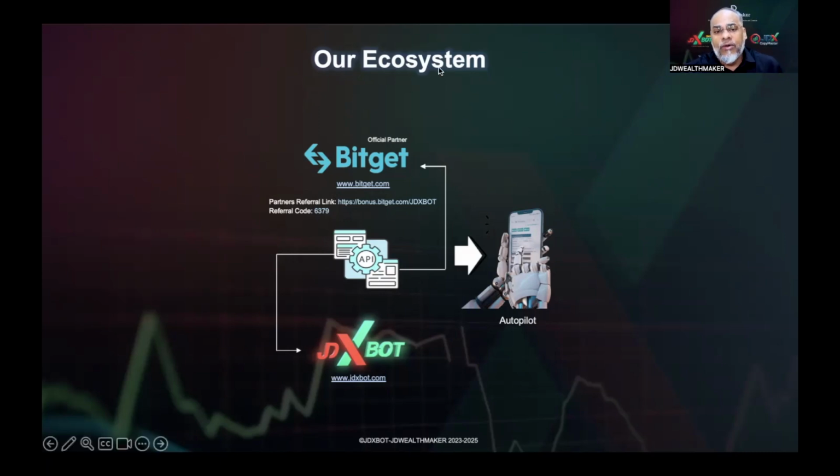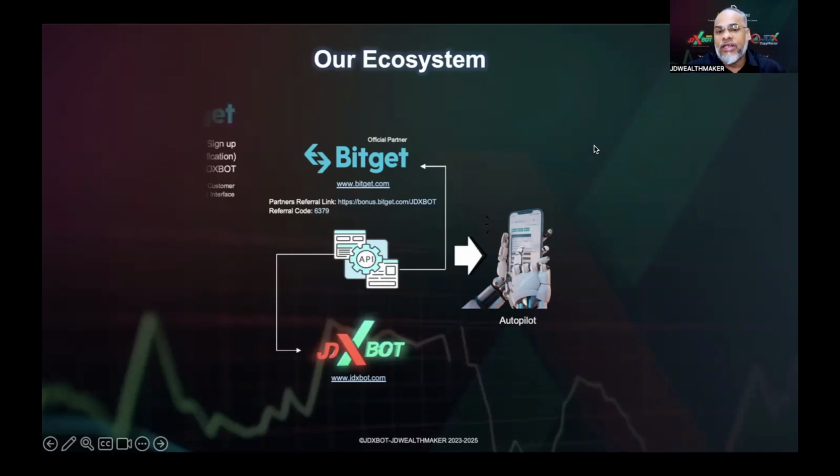Now, the first thing you need is an account with BitGet. Once you have an account with BitGet, this is where you have to bind or connect your exchange API with JD Export. Once the API is connected, everything else will be taken care of by JD Export 100%.